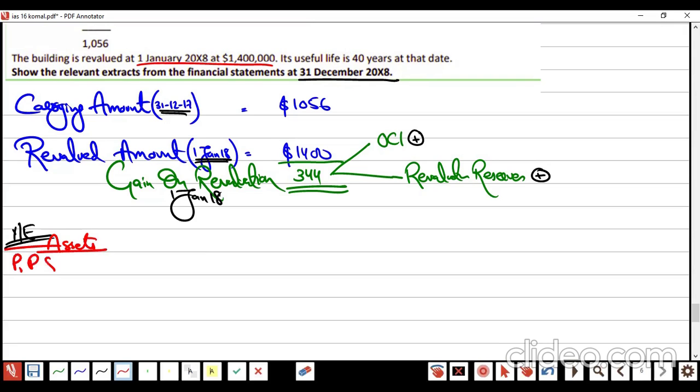Assets. Always we will write property, plant, and equipment for all types of asset falling under the head of IAS 16, right? The valuation is 1400. Am I right? But this is at 1st of January, no? We need the data for the year ended. Am I right? So has the year passed or no?